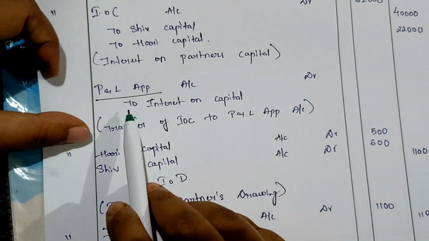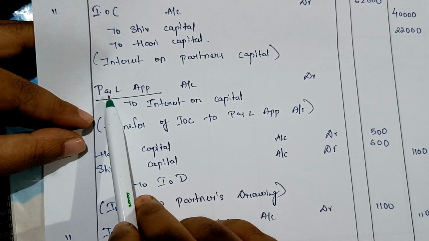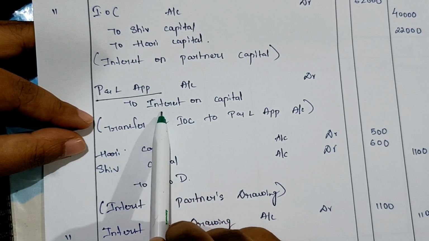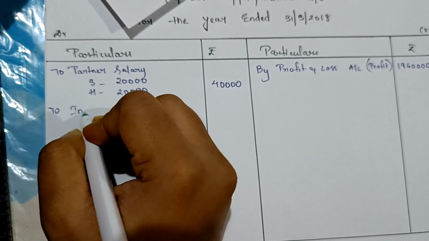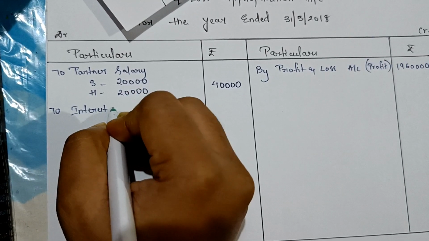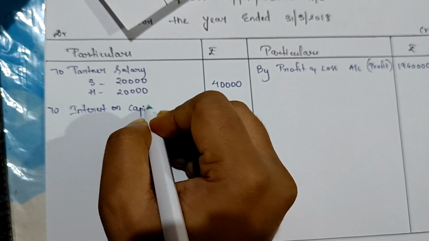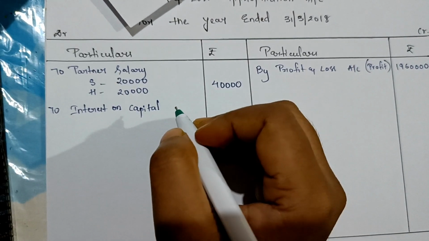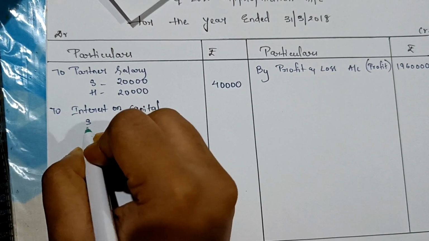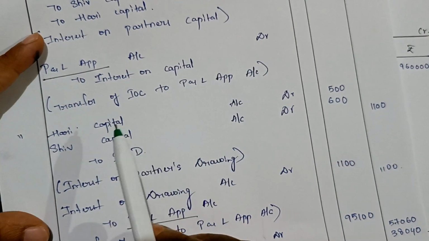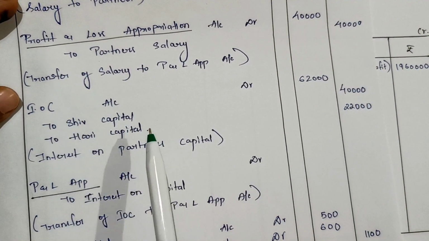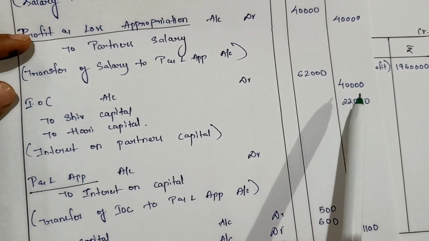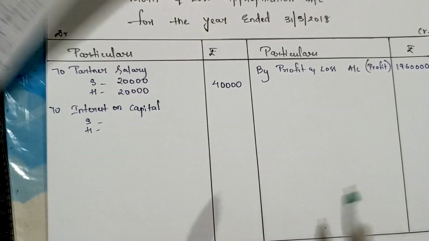Next, in this, the By side has a profit and loss appropriation account, so we are going to post it to the To side. So To interest on capital, to both the partners. So here let's see the amount. Yes, interest on capital to both, 40,000 and 22,000.